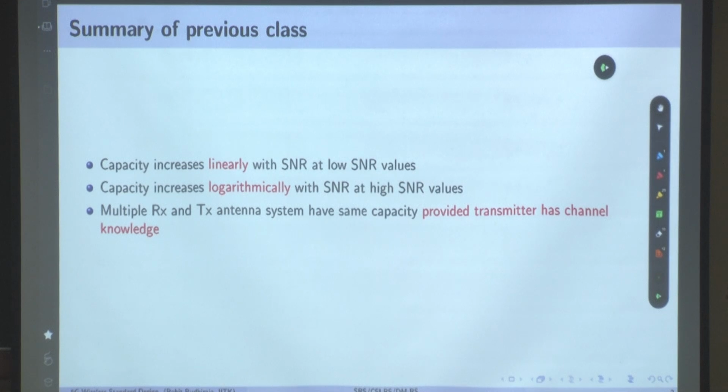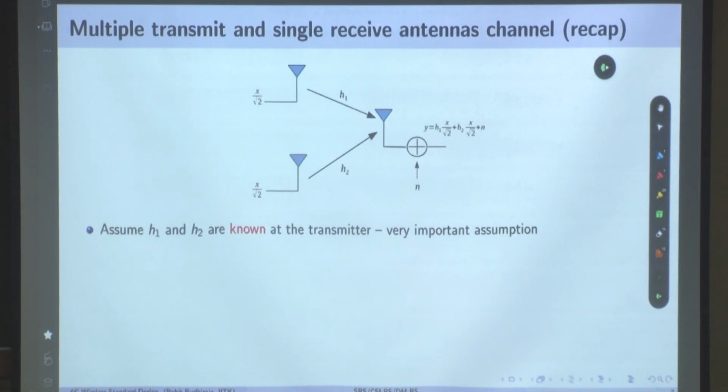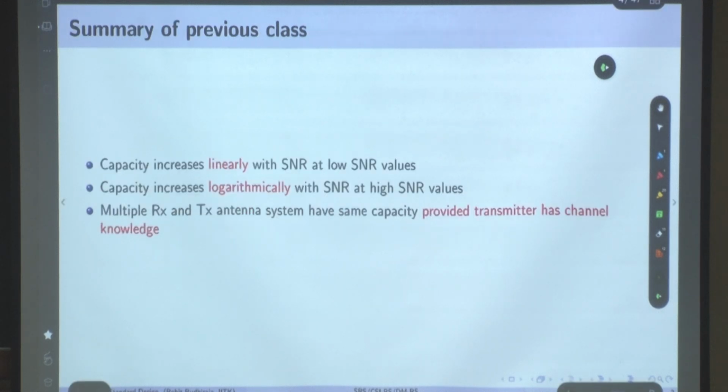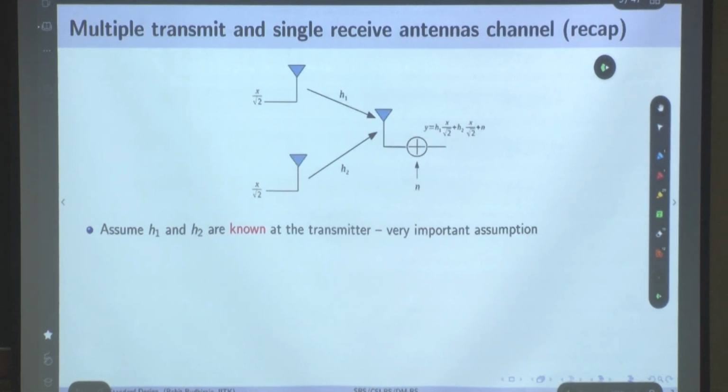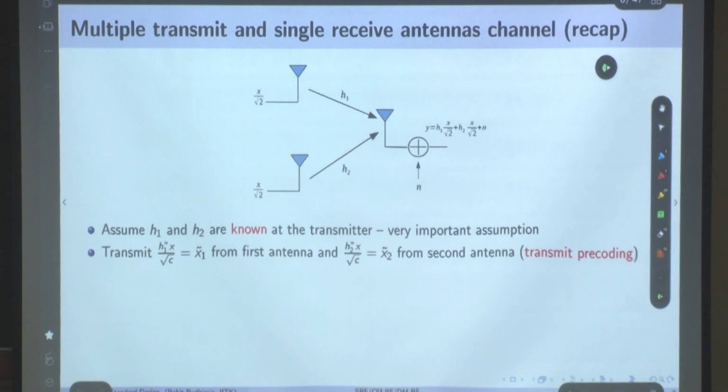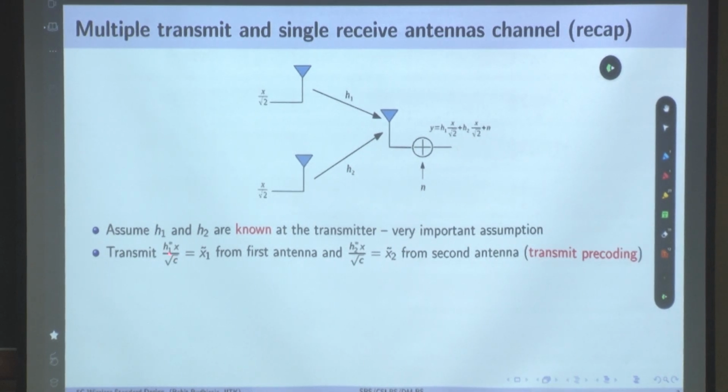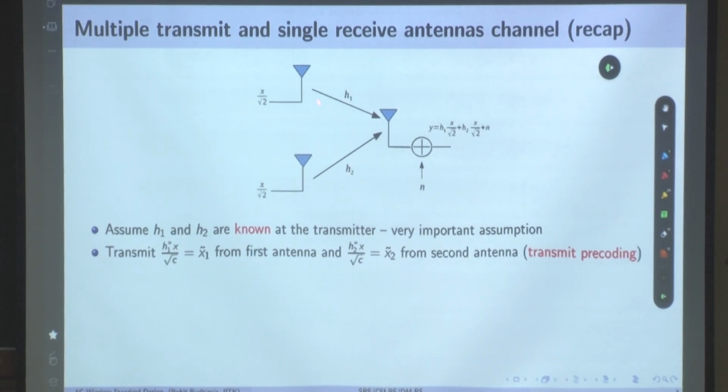Okay. And where we stopped in the last class was basically we took this two antenna system and we saw that if H1 and H2 are known at the transmitter, which is a very important assumption, then what is transmitted from the first antenna is H1 star by root C, which is basically a scaled version of X, and H1 is the channel from the first transmit antenna to the receive antenna. So, this is being transmitted from the first transmit antenna and this is being transmitted from the second transmit antenna. Okay. So, this is basically called the precoding.